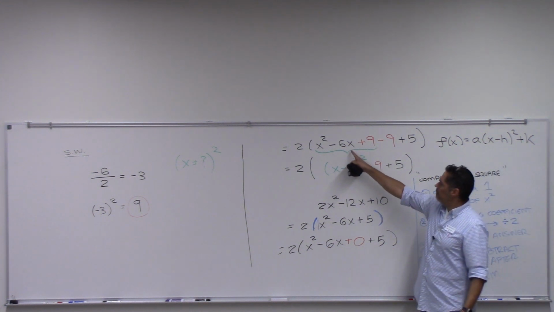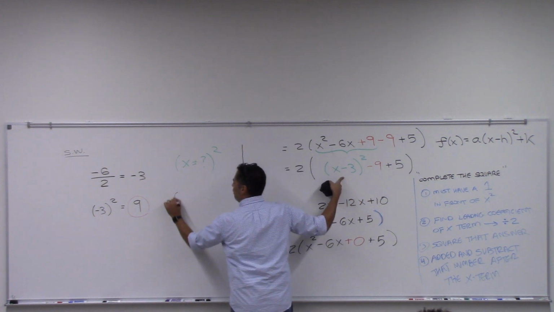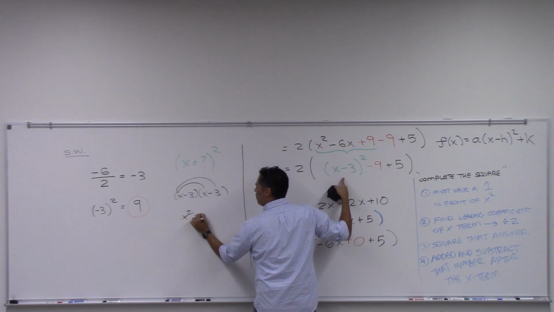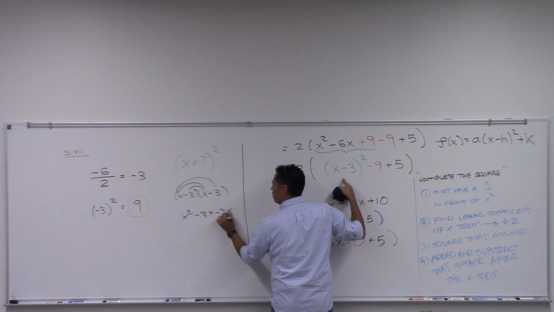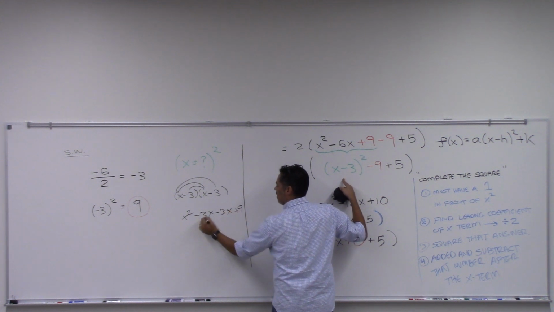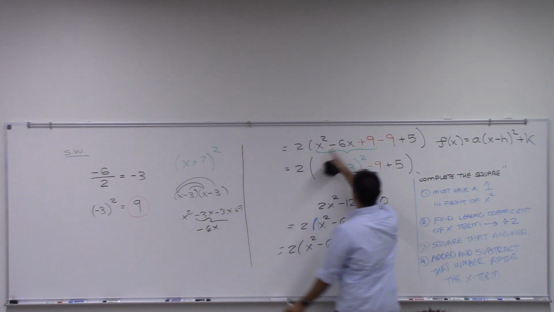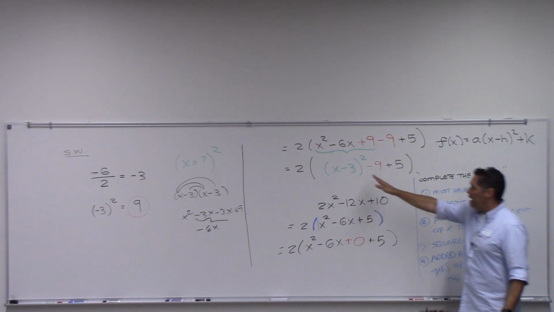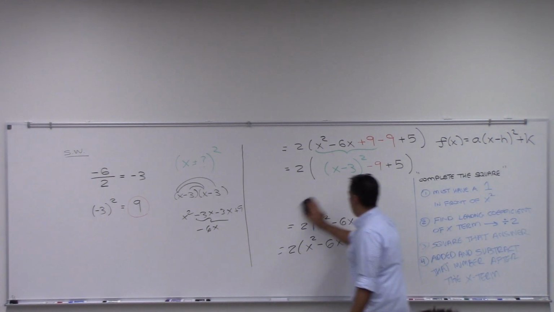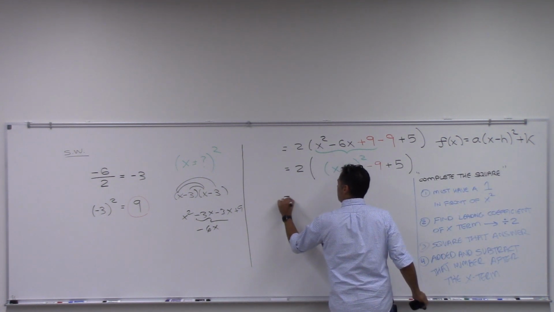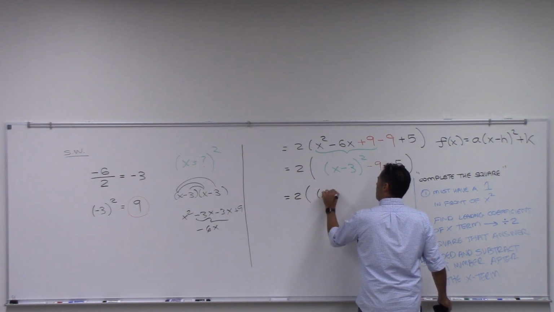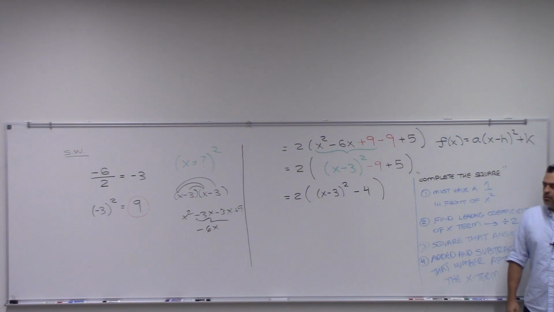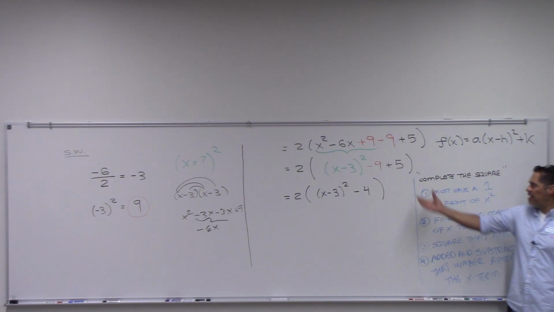Now, if you don't believe this, just do that, just to convince yourself. What's x minus 3 times x minus 3? That's x squared minus 3x minus 3x, plus 9. Put that together, that's minus 6x, and that's this, isn't it? That will happen every time you complete the square. And now, continuing, this is 2 parenthesis x minus 3 squared minus 4, close parenthesis. Any questions there? Just put that together, right?